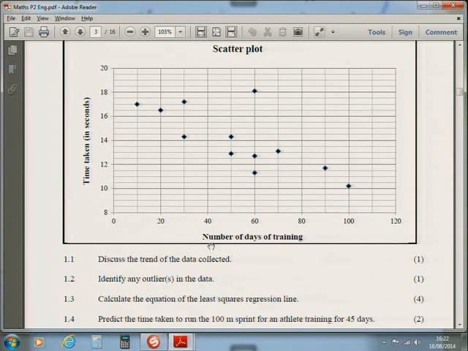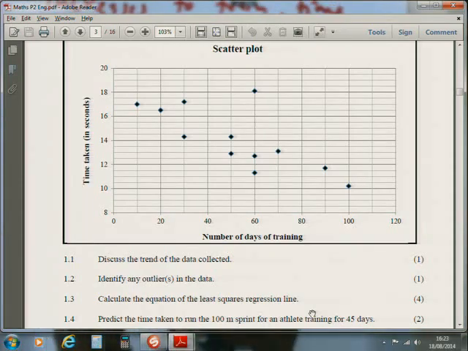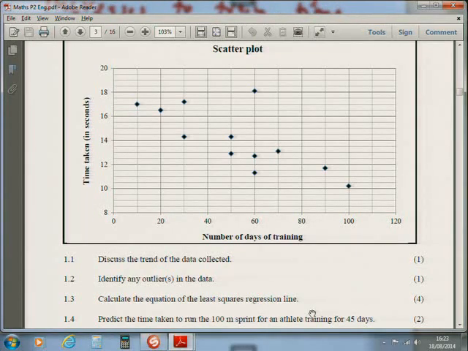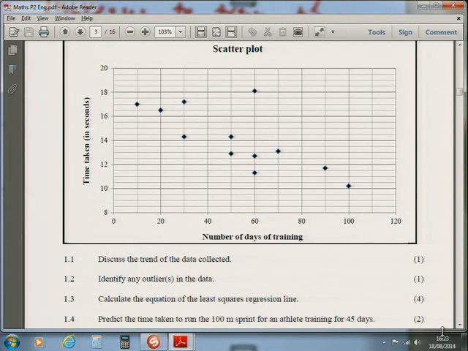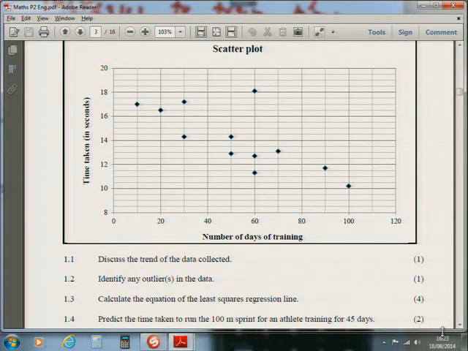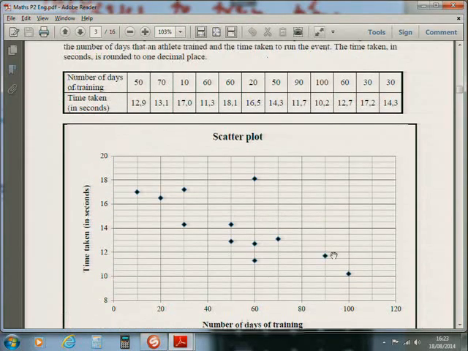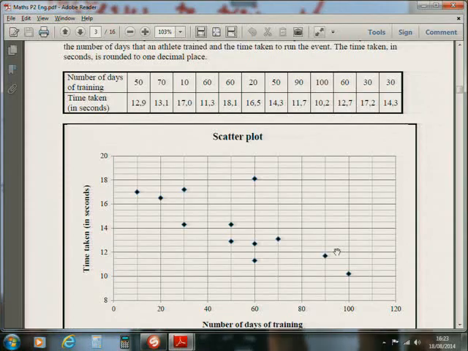The other question says, calculate the equation of the least squares regression line. Remember the equation. You write it. The equation is y equals a plus bx. It needs us to go to the calculator. I want us to repeat that process again. We need the information on the calculator. Please, let's work together. My calculator is ready.